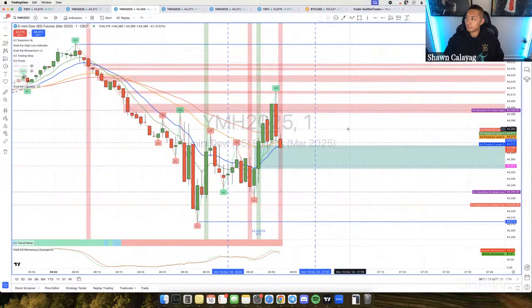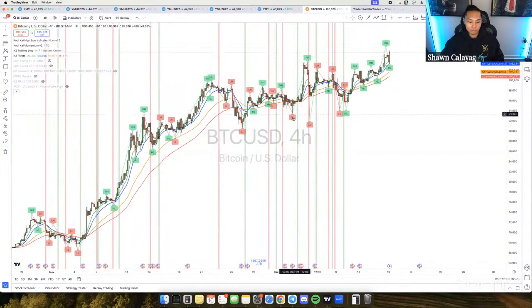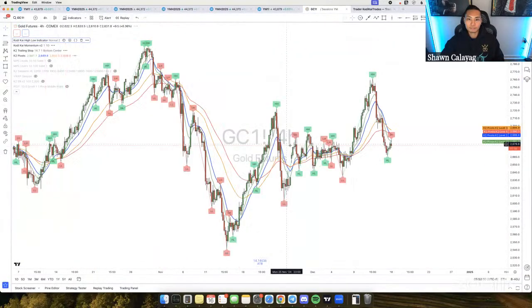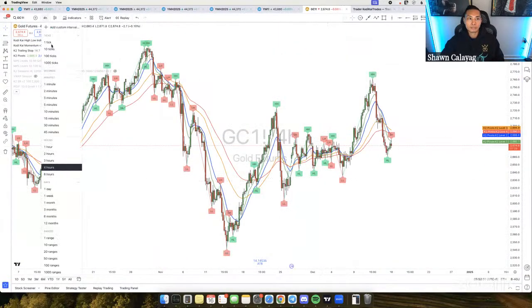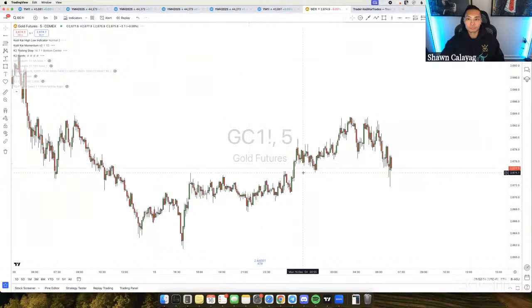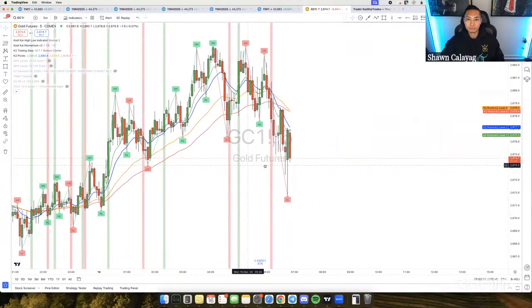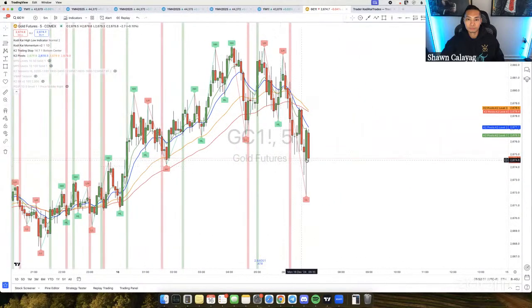Let's see. Sam said he bought gold before news. Let's see what happens. Yeah, we'll see what happens here with gold. So let's check out gold real quick. Sam bought gold. So it looks like you probably got in down here, right, Sam? Somewhere around that area.